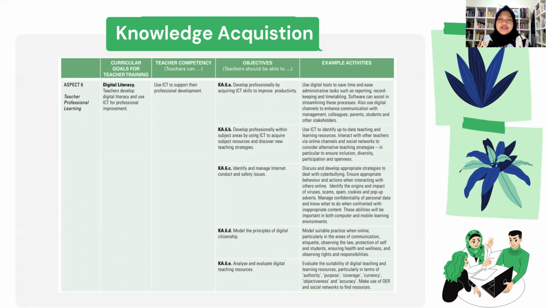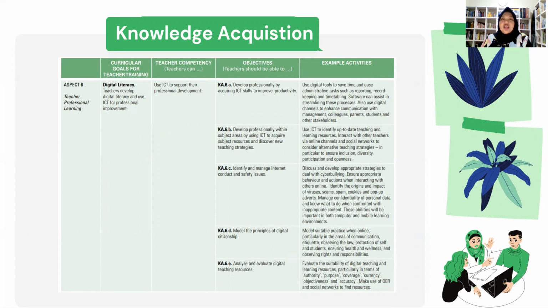The next objective will be to develop professionally within subject areas by using ICT to acquire subject resources and discover new teaching strategies. The activities of this point will be to use ICT to identify up-to-date teaching and learning resources, and so on. And teachers should be able to identify and manage internet conduct and safety issues.